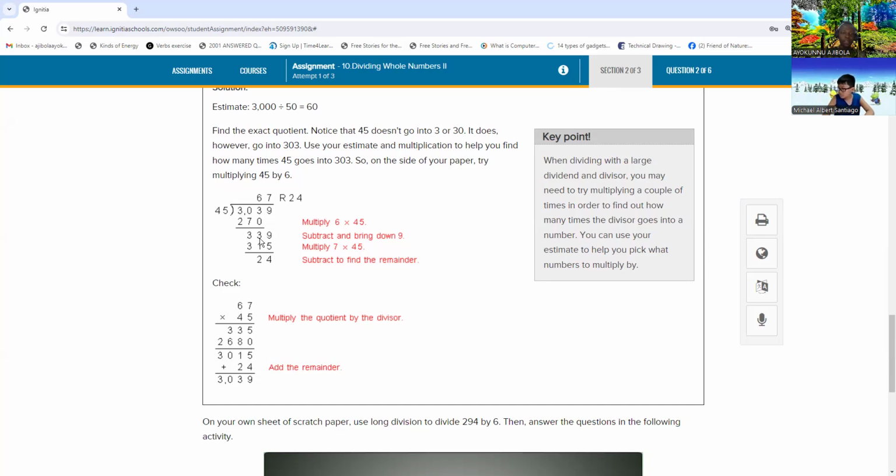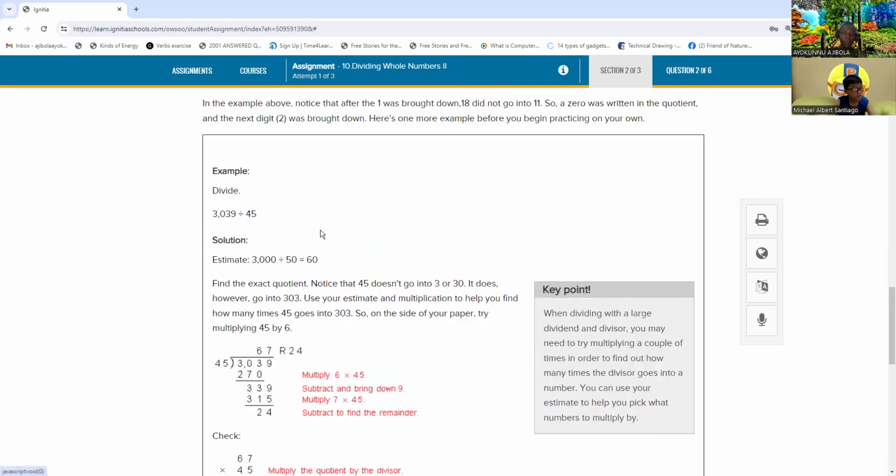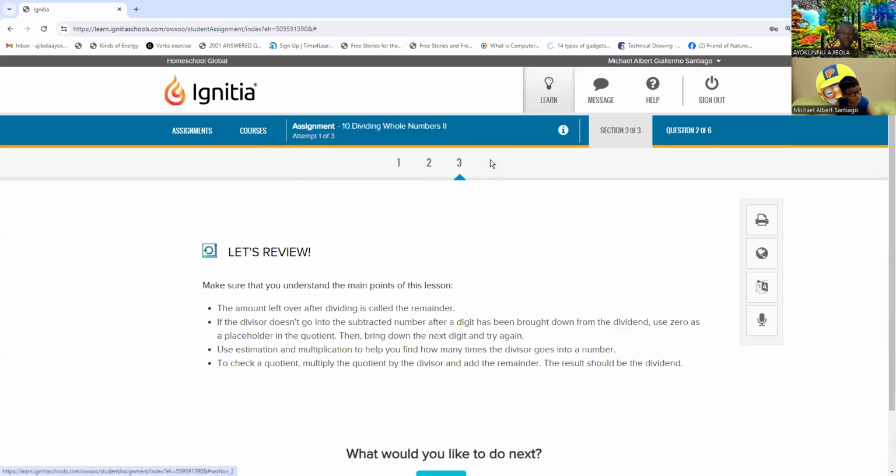How many 45 in 339? That is 7. 7 times 45 gives 315. Then 339 minus 315 gives 24. That is the remainder. Is that clear? Yes. Okay, there's a pop-up quiz here, which we're going to look at.